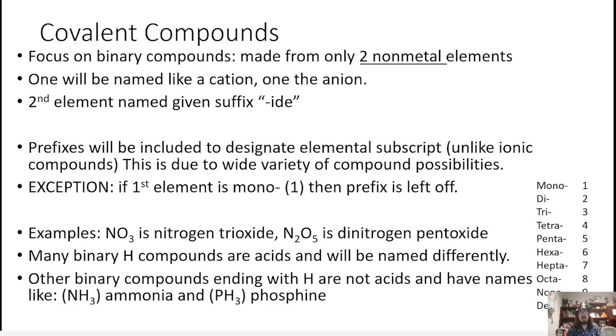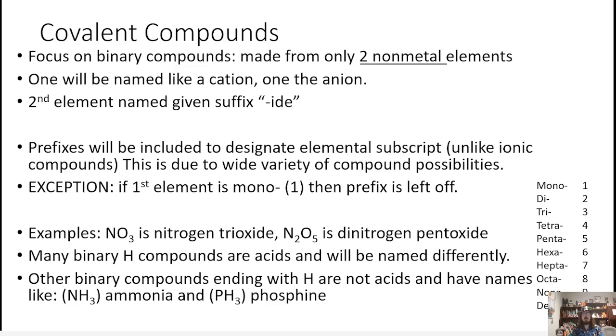This is not going to be the case in ionic compounds, because ionic compounds only have set combinations. There's usually only one or two ways they can combine. And so we don't need a lot of variety here, and they follow a very regular pattern. But with covalent compounds, it can be very tricky. And so we have to find ways to name these.